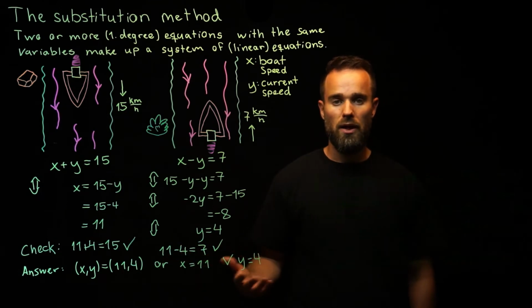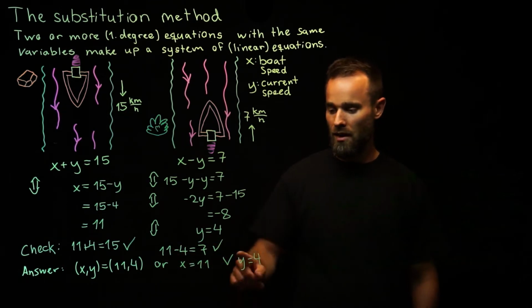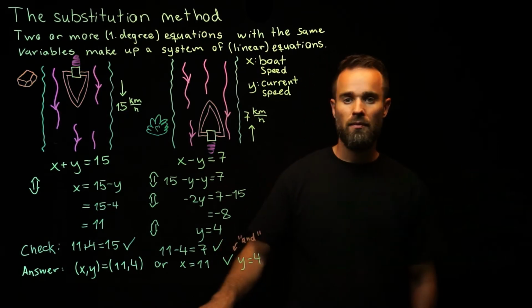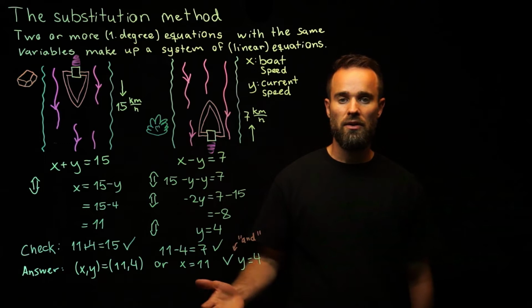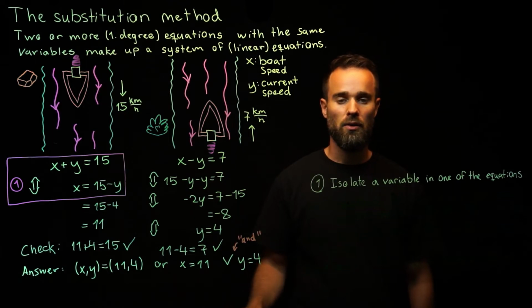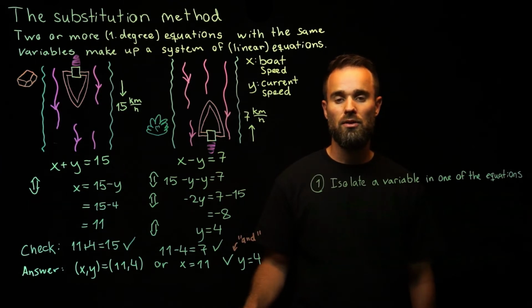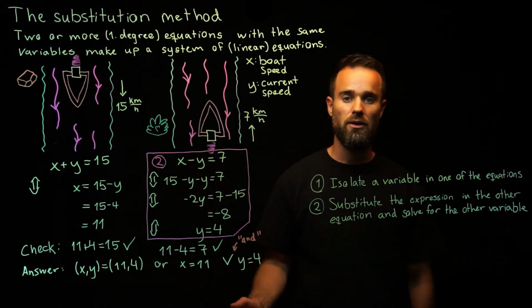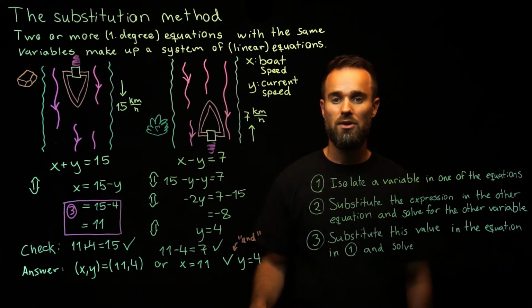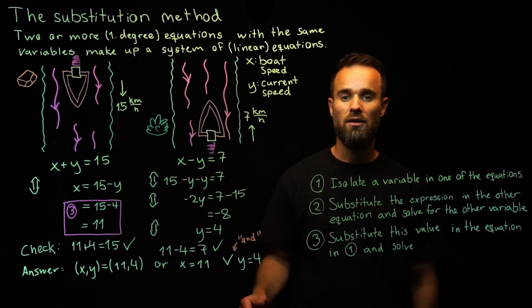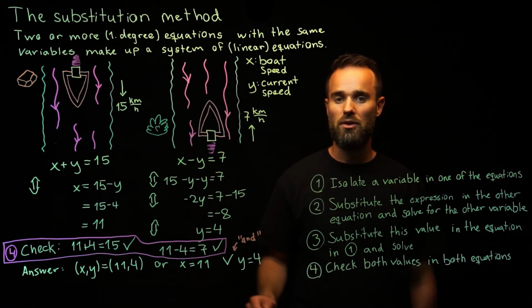Here are two different ways to express the solution. This is the mathematical symbol for AND. These are the steps in solving a system of equations using the substitution method. 1. Isolate a variable in one of the equations. 2. Substitute the expression in the other equation and solve for the other variable. 3. Substitute this value in the equation in step 1 and solve. 4. Check both values in both equations.